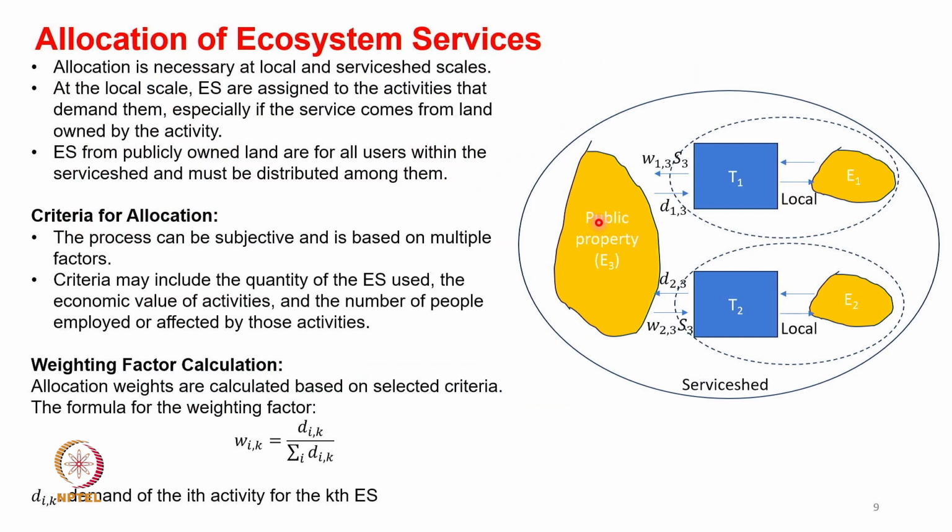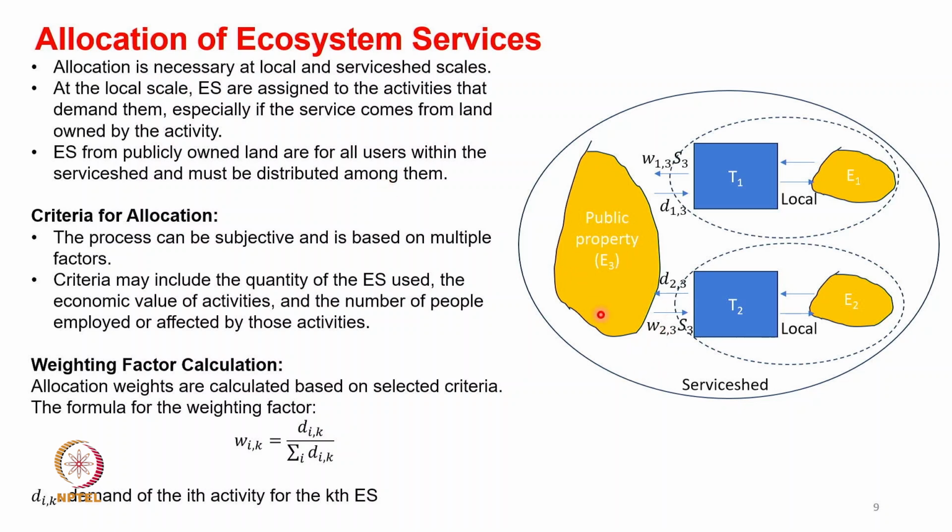So now the next question is, how do we allocate these ecosystem services? You have a larger service shed, and there may be properties. Let's see how this is being done. Allocation is necessary at the local and at the service shed scale. At local scale, ecosystem services are assigned to the activities that demand them, especially if the services come from the land owned by the activity. The next point is ecosystem services from publicly owned land are for the users within the service shed and must be distributed.